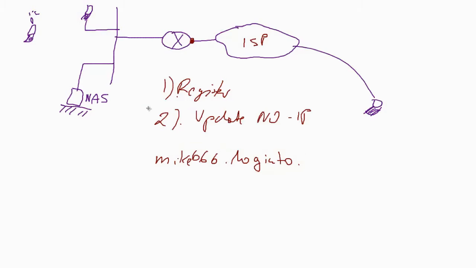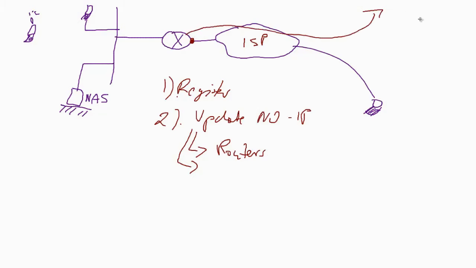Right, let me just remove that one. What are our options here? First of all, a lot of routers they support dynamic DNS out of the box. Yes, so there is an option to enable it. So it means that this router will go to NoIP and will say, oh, my IP address has changed in the last 5 minutes.